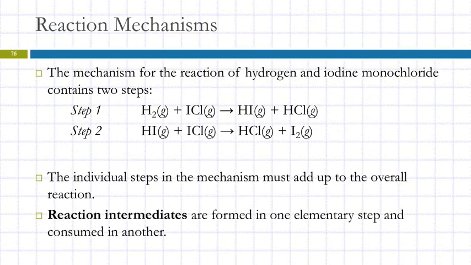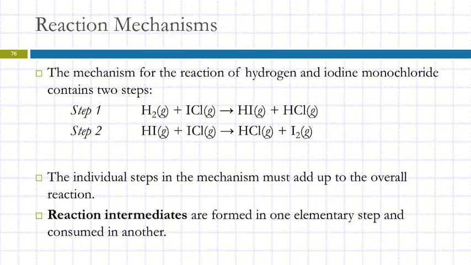So if we look at this reaction of hydrogen and iodine monochloride, the mechanism for this reaction is that it occurs in two steps. A hydrogen molecule collides with an iodine monochloride molecule, and that generates hydrogen iodide and hydrogen chloride. The hydrogen iodide will collide with another iodine chloride and produce hydrogen chloride and iodine.